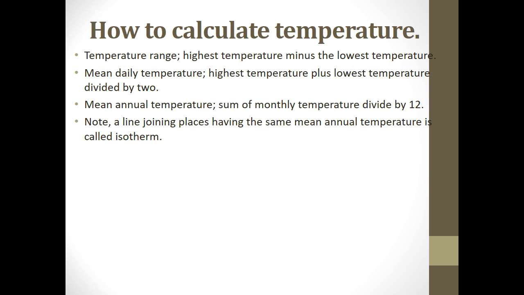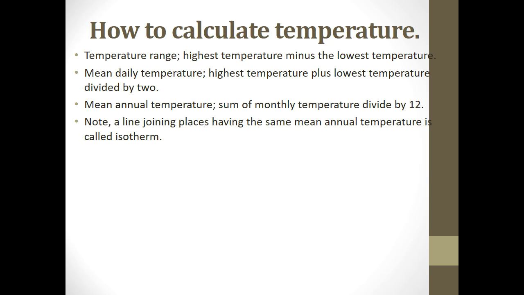The last one is the mean annual temperature. Now, the word mean simply means average, and it is calculated by summing up the totals of monthly temperature from January to December and then dividing it by 12. The answer arrived at will equally become the mean annual temperature. Now, it is important we note that a line joining places having the same mean annual temperature is called isotherm.